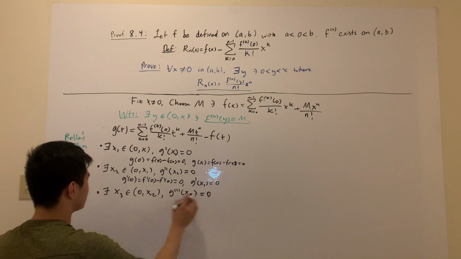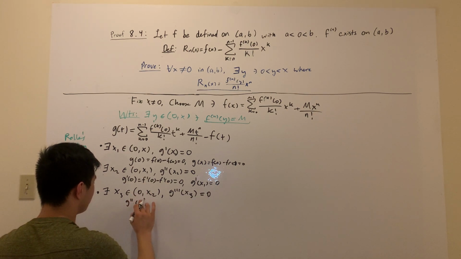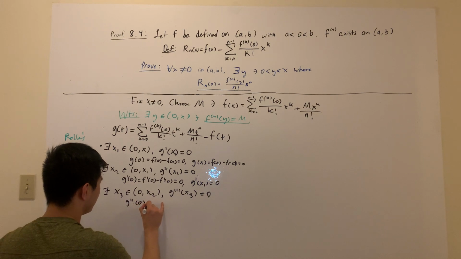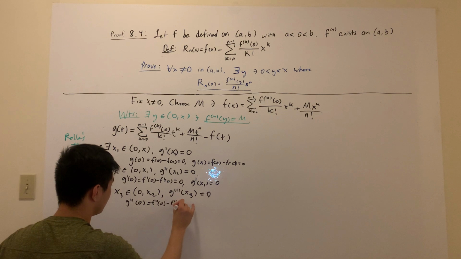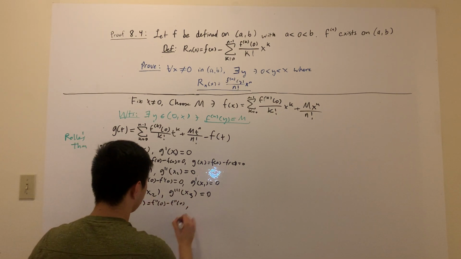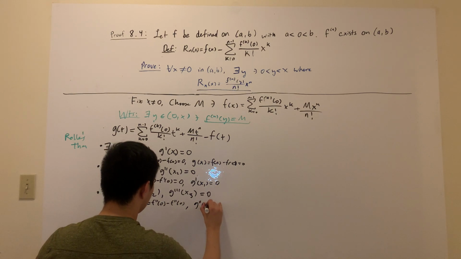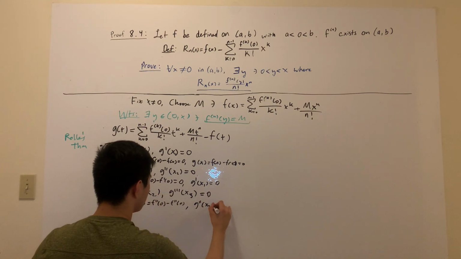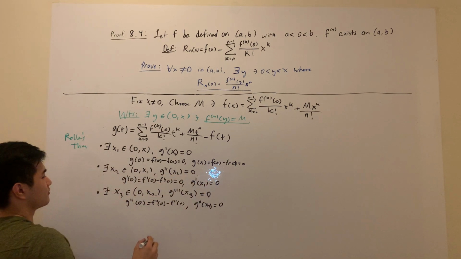And that's pretty similar here, where g double prime of 0 equals f double prime of 0 minus f double prime of 0 on this end of the function g double prime. And then we'll also show that g double prime of x2 on this end equals 0 as well from back here.